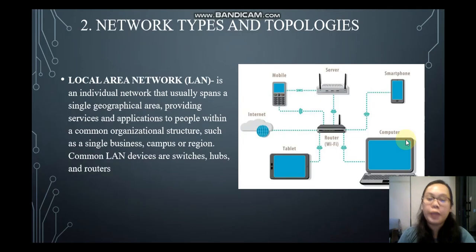Network types and topologies. A local area network or LAN is an individual network that usually spans a single geographical area, providing services and applications to people within a common organizational structure, such as a single business, campus, or region. Common LAN devices are switches, hubs, and routers.